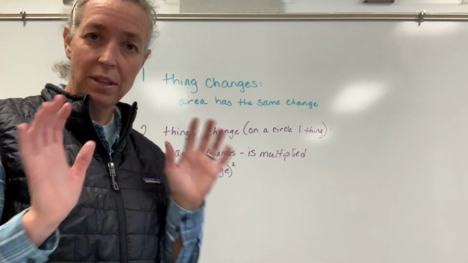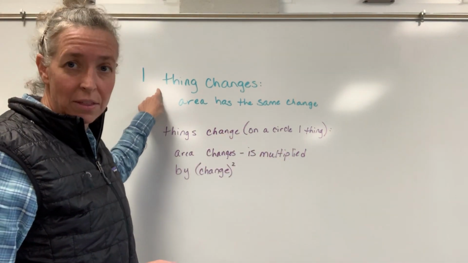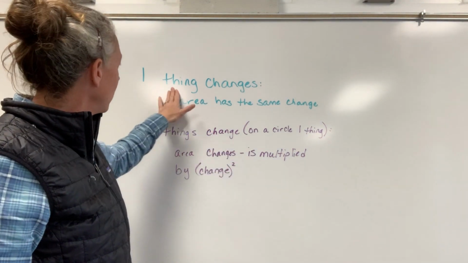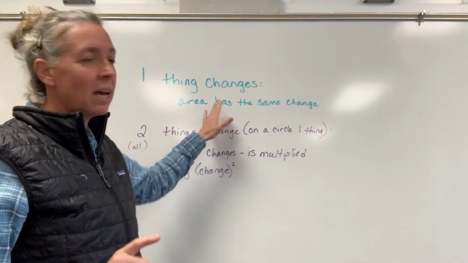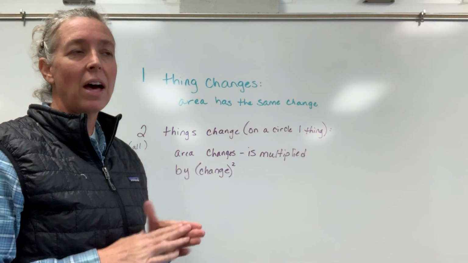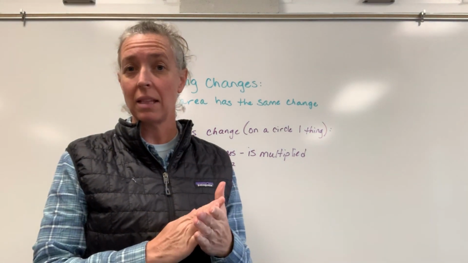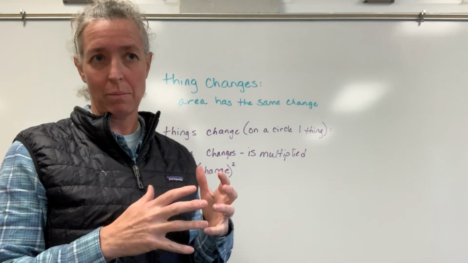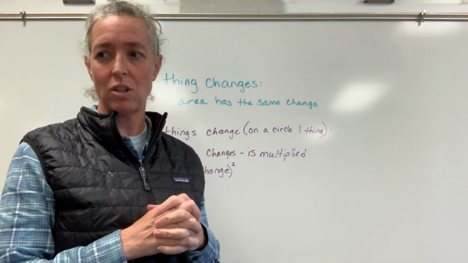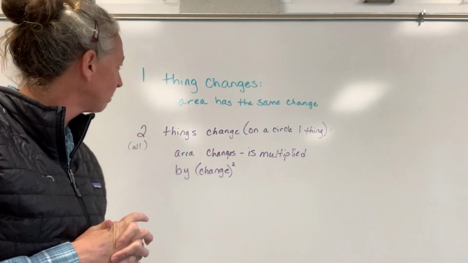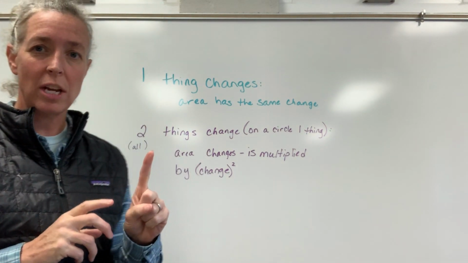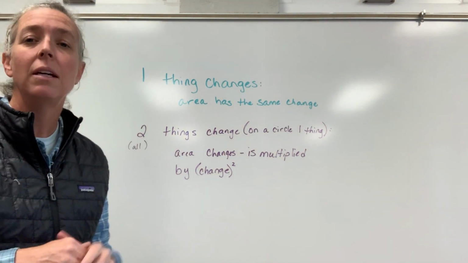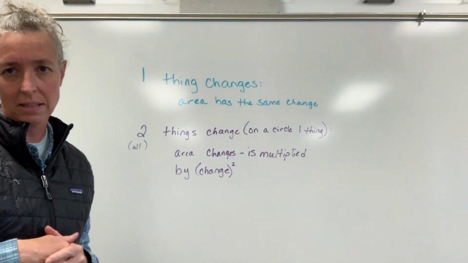So the rule for this kind of shape is if one thing changes, in this case it was just the height, the area has the same change. If the height is doubled and it's only the height that gets doubled, the area will also be doubled. It's exactly the same change that happens to both of them. So again, if one thing changes, and you can take a screenshot of this if you want, these are gonna be our little helpful hints today. If one thing changes, the area has the exact same change.